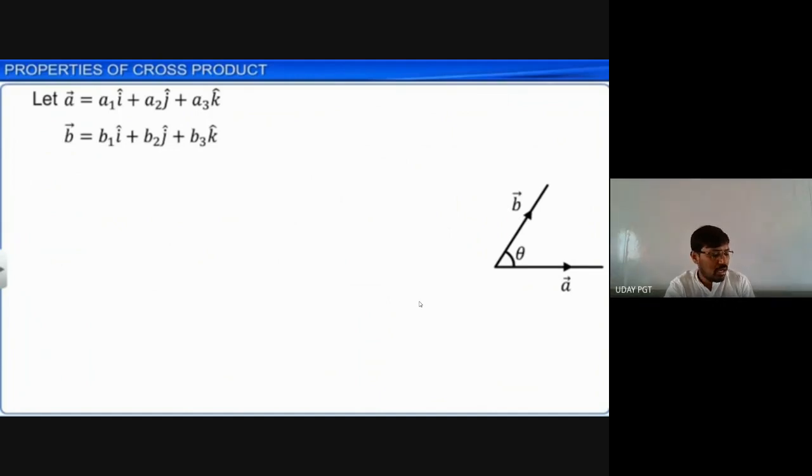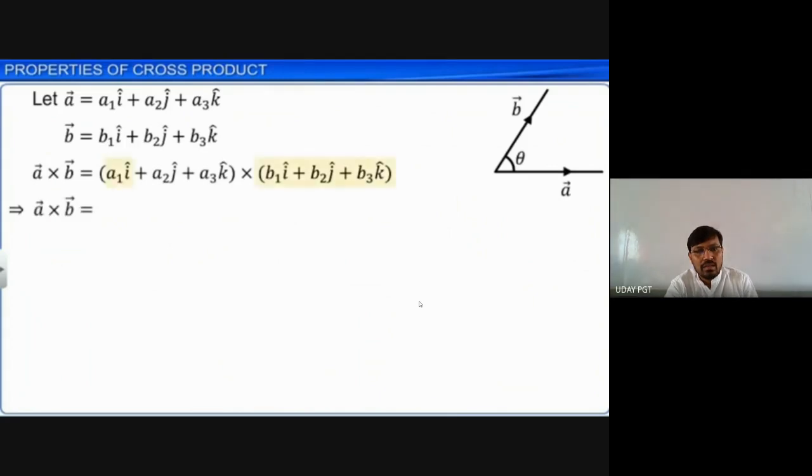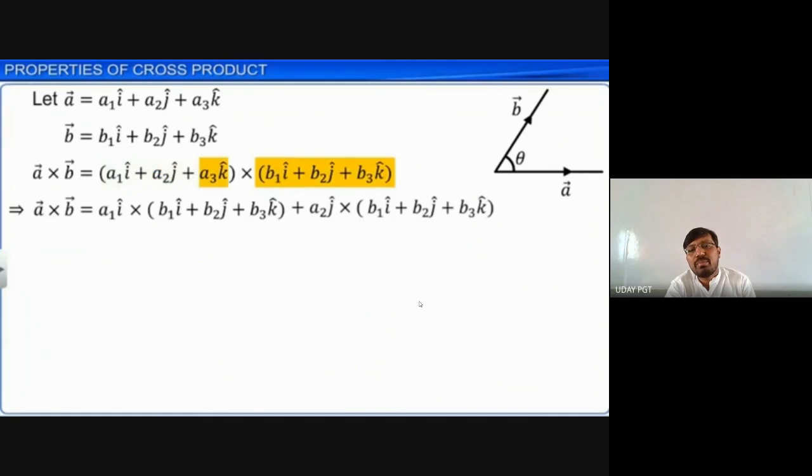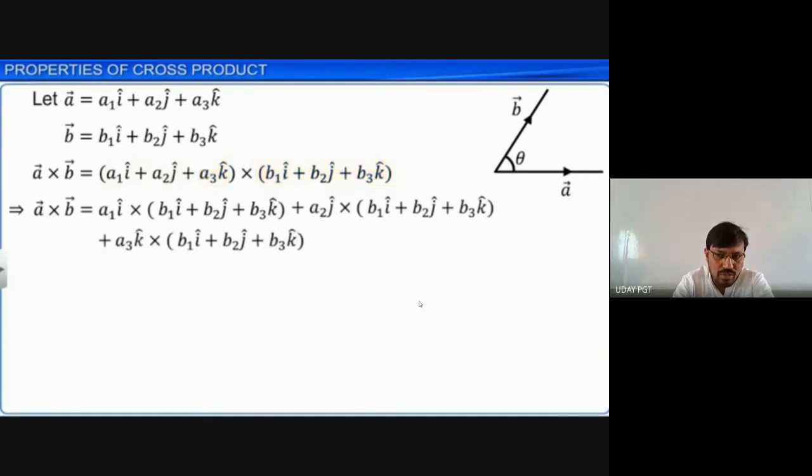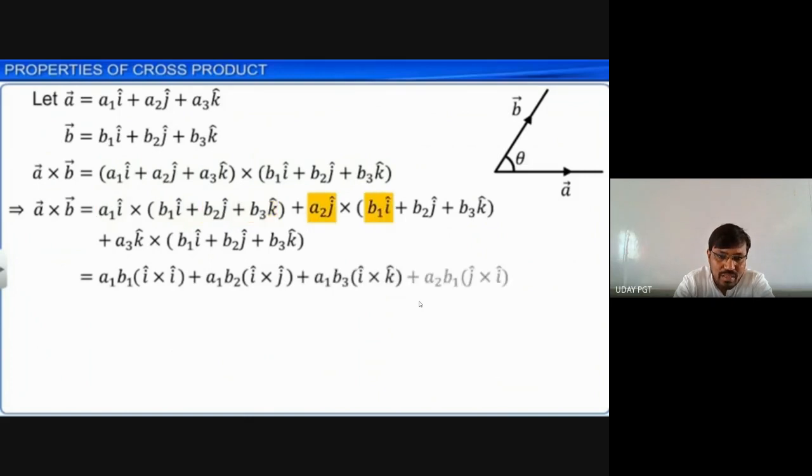To find the cross product of the 2 vectors, we have to use A1 into I. It is a very lengthy process if you are using the horizontal method. So to evaluate this, the matrices concept will be used here. You see here A1 B1 into I cross I, A1 B2 into I cross J, A1 B3 into I cross K.